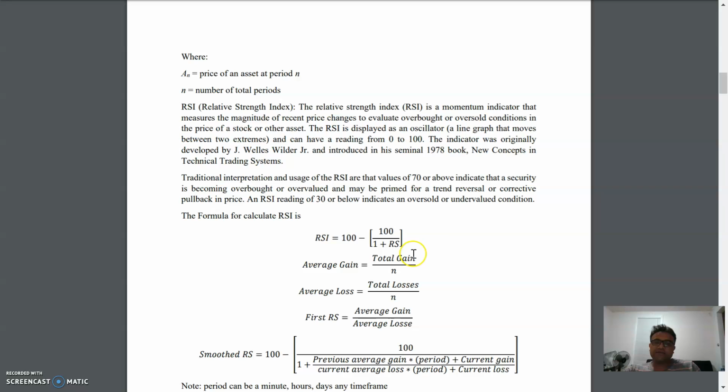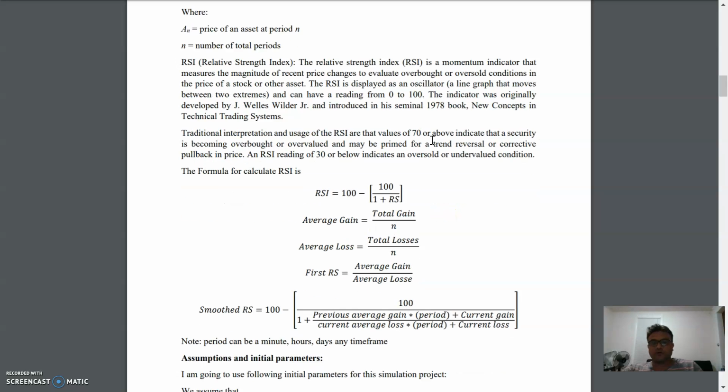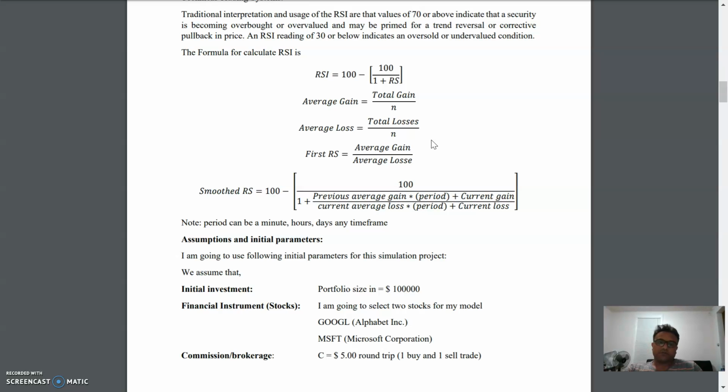The RSI is a momentum indicator that shows if the stock is in an oversold condition or is in the overbought zone. So the RSI indicator we can use to book profit. I have used it as a profit booking factor in this model.